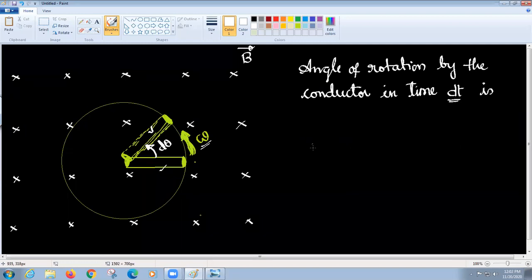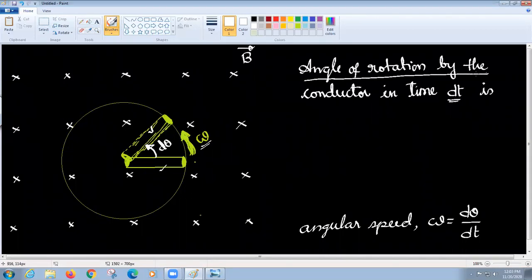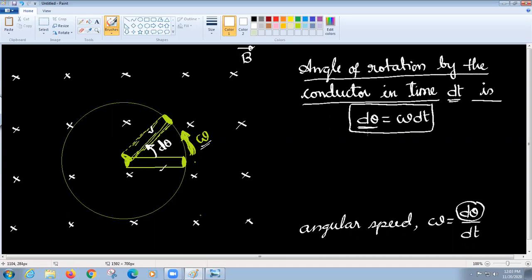What is angular speed here? Generally, what is angular speed? Omega is equal to the journey, the angular journey, that is angular distance, d theta by dt. Angular distance by time, just like distance by time is speed always. Therefore, the angle of rotation by the conductor in time dt: we can say d theta is equal to omega dt. So this is my angular rotation, d theta.